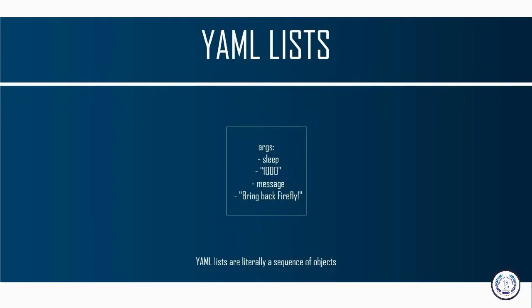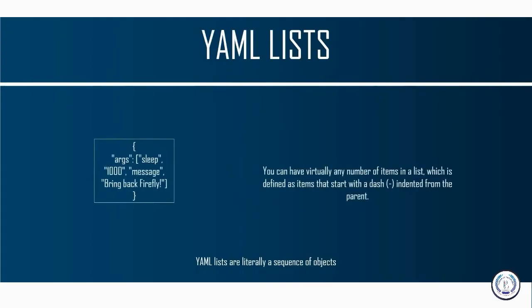And of course, members of the list can also be maps. So in the JSON file, this would be args: sleep with quotation, 1000 with quotation, message with quotation, bring back Firefly with quotation. And of course, members of this list can also be maps. So you can have a list of container objects, each of which consists of a name, an image, and a list of ports. Each list item under ports is itself a map that lists the container port and its value.